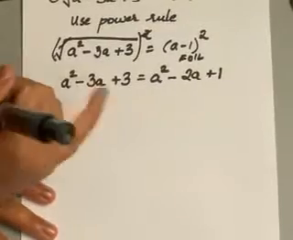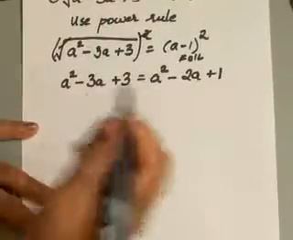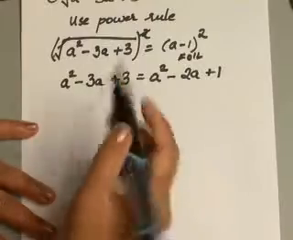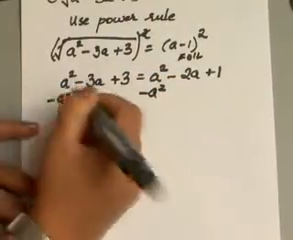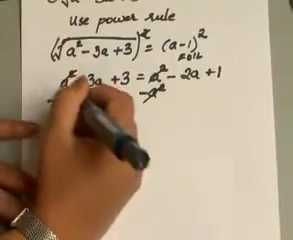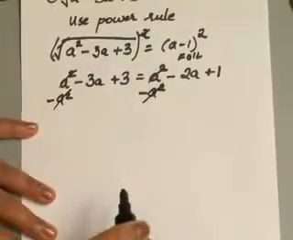Now once you go ahead and simplify these, let's start combining like terms. So we'll start by moving our a squared to this side, and they'll cancel out, positive a squared, negative a squared.